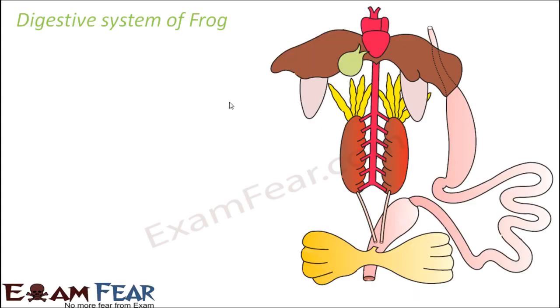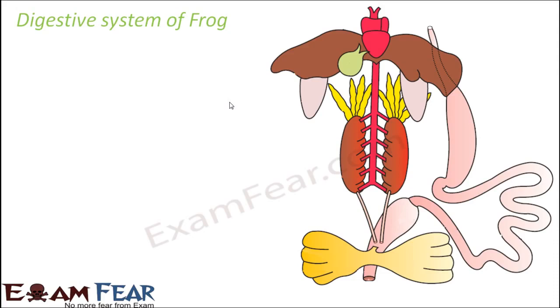Let us start our discussion with the digestive system of frog. We have already discussed the digestive system of earthworm and cockroach. Now we will see how the digestive system of frog is different from both of them. One thing to note at the beginning is that they have a shorter intestine when compared to cockroach or earthworm. And do you know the reason behind that?